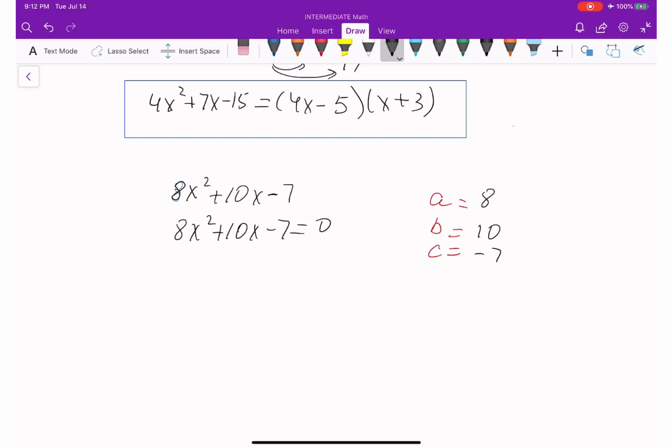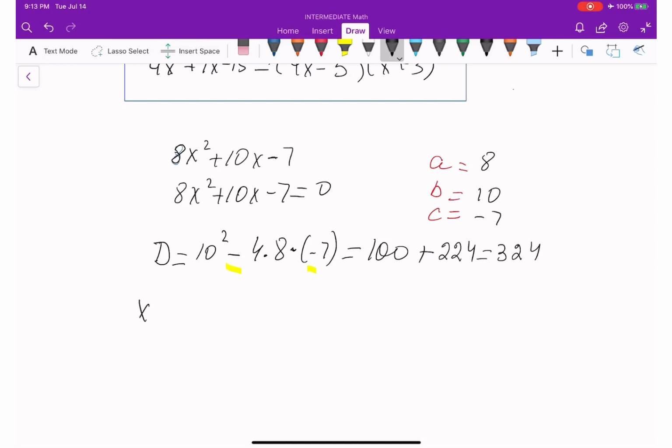Okay, so discriminant is equal B squared, which is going to be 10 squared, minus 4 times A, which is 8, and times C, which is negative 7. That is going to be equal 100. So we have here negative and negative, so we will end up with positive. And plus, it's going to be 224. 4 times 8 is 32. 32 times 7 is going to be 224. And we get 324.